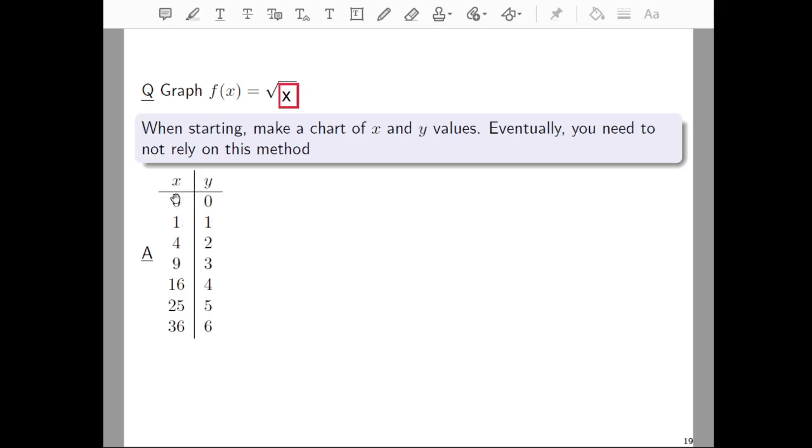These first couple numbers people kind of get a little tripped up on, but I want to remind you what a radical is. So why is there a 0 here in the y column? Well, because root 0 is 0. And it's because this 0 squared equals that 0. So root 1 is equal to 1 because this 1 here squared is this 1. Root 4 is 2 because this 2 squared is this 4. Root 9 is 3 because this 3 squared is this 9.